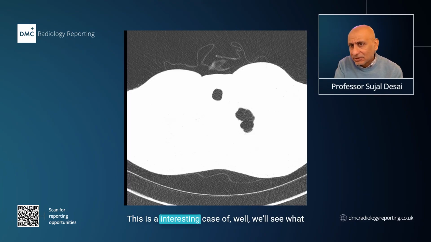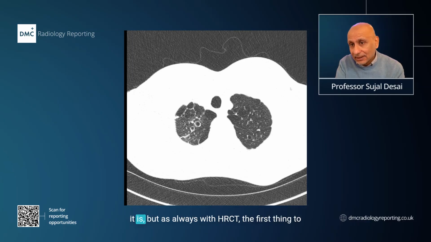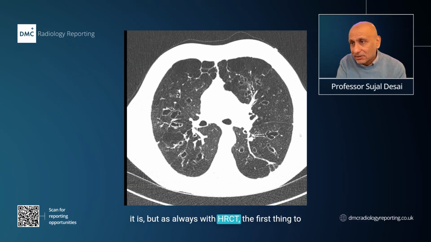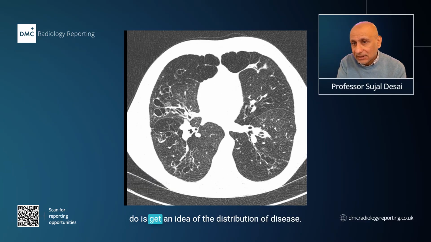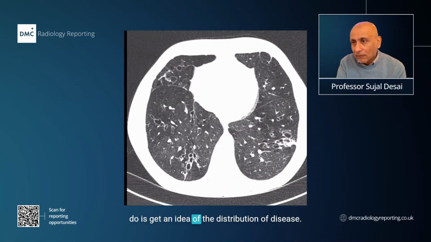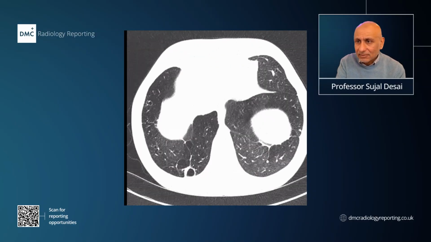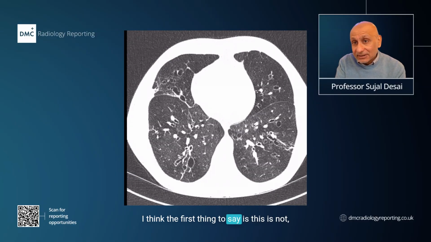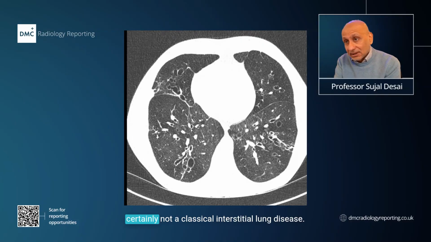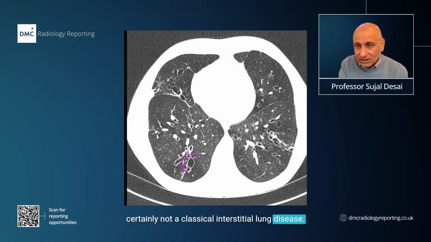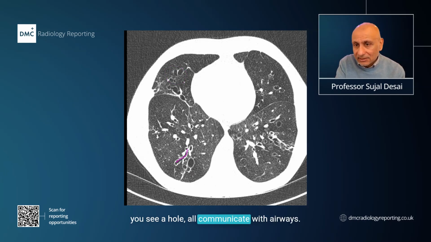This is an interesting case of, well, we'll see what it is. But as always with HRCT, the first thing to do is get an idea of the distribution of disease. I think the first thing to say is this is certainly not a classical interstitial lung disease. Instead, what we have is what looks like big holes in the lung. But those holes, wherever you see a hole, all communicate with airways.